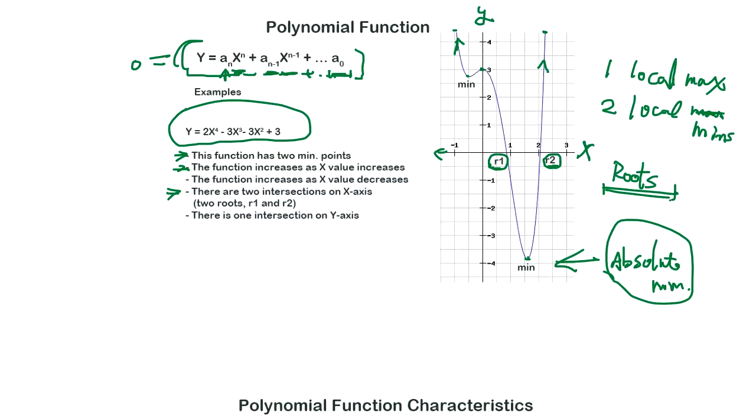There is one intersection on y, which is here. That means when x is 0, here, the y value is determined. The x is 0, the y is 3. So it happens to be a local max. So now you see a polynomial function has multiple roots, and sometimes multiple local min and local max, depending on the equation.